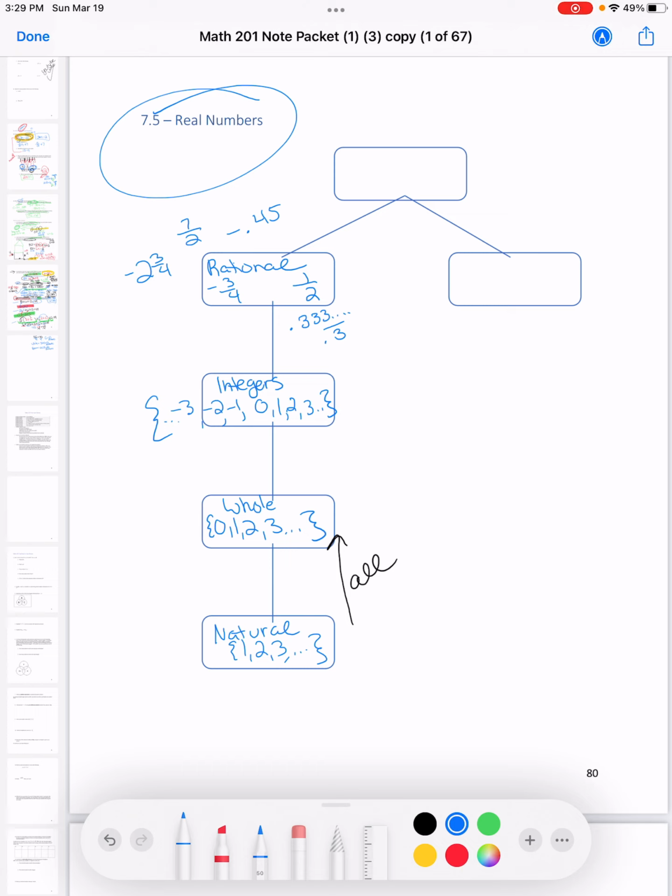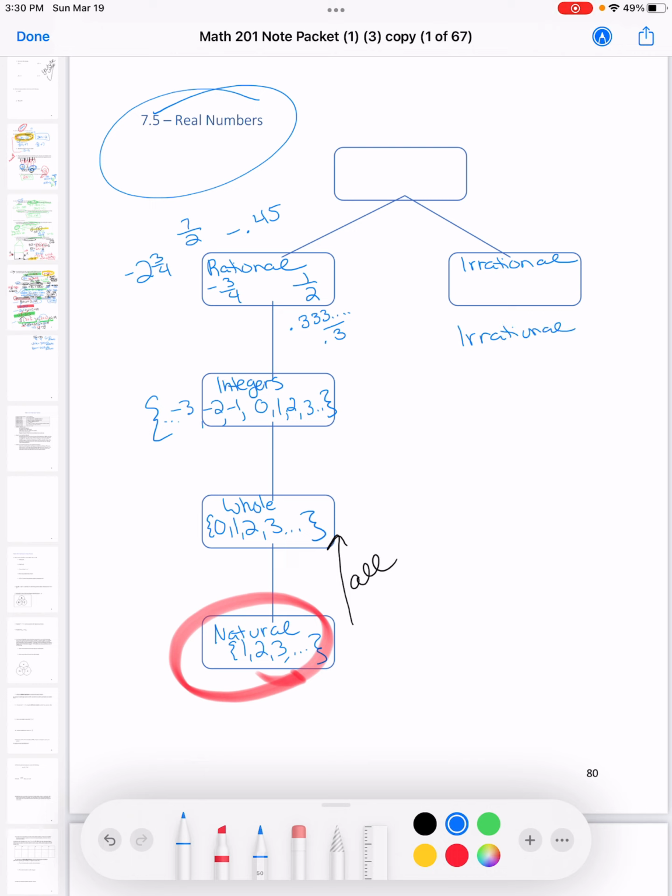Every number we've seen so far has been a rational number. Because remember, down here, the natural numbers are rational numbers. I could write 3 as a fraction. I could write it as 30/10 or 3/1. So everything I've seen so far could be written as a fraction. Now we're going to introduce a new type of number called irrational numbers. And irrational numbers literally mean not rational.